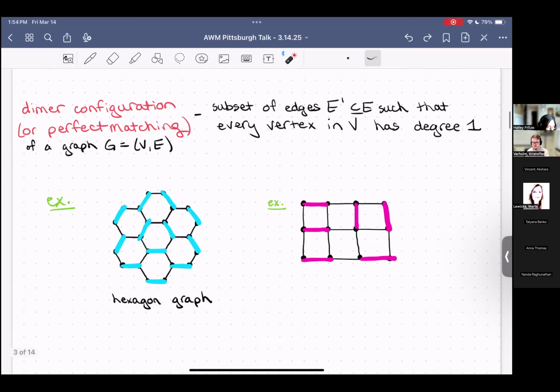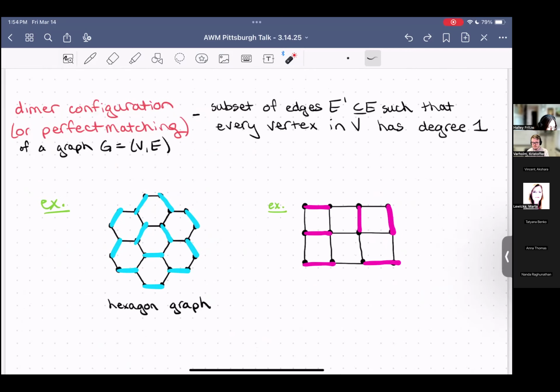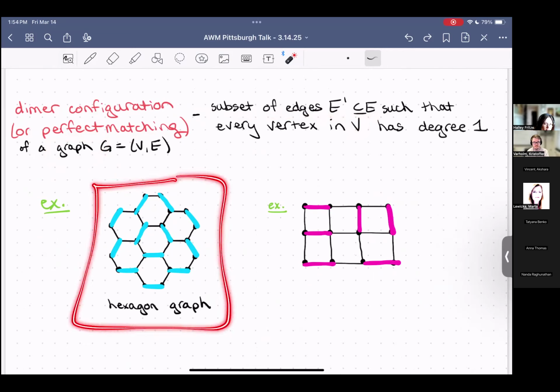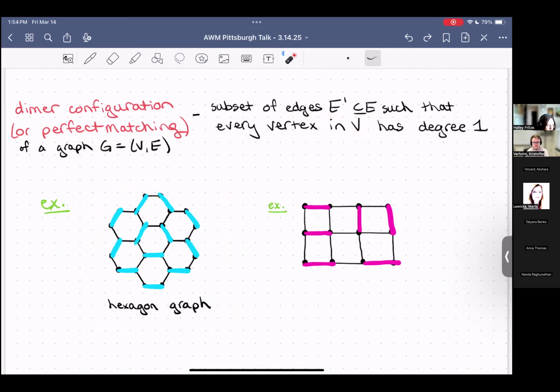My next definition is called a dimer configuration, also called a perfect matching, and I will probably go back and forth between the two. A dimer configuration of a graph is a subset of the edges such that every vertex in the vertex set of the graph has degree 1. So here's a couple of examples. On the hexagon graph, in blue is my perfect matching. I've chosen these edges and they cover all of the vertices of the hexagon graph exactly once.